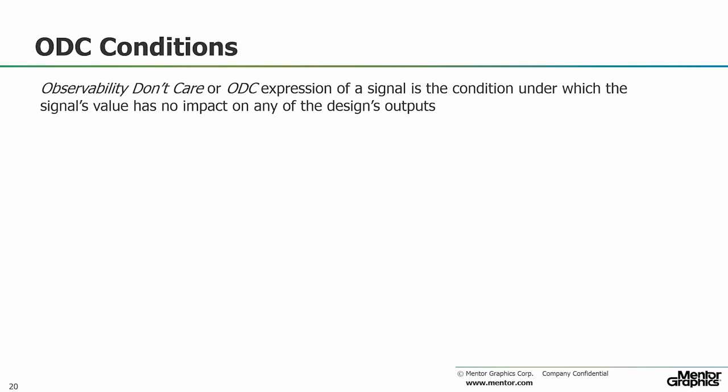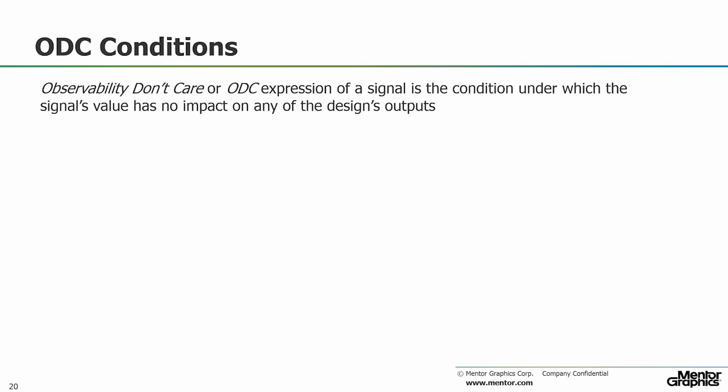Let's look at what is the meaning of the ODC conditions. ODC, or observability don't care condition of a signal, is a condition under which the particular signal's value at a particular instant of time has no impact on the design's primary output. Or in other words, the signal's value is completely unobservable at that instant of time.